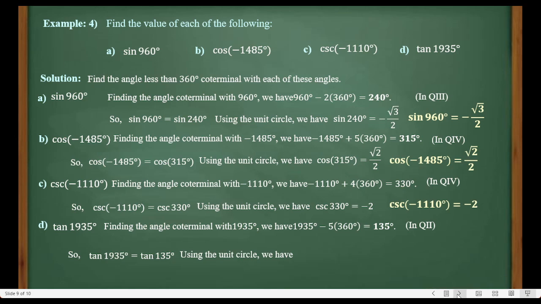Using the unit circle, we have negative 1. Therefore, tangent of 1935 degrees is equal to negative 1.